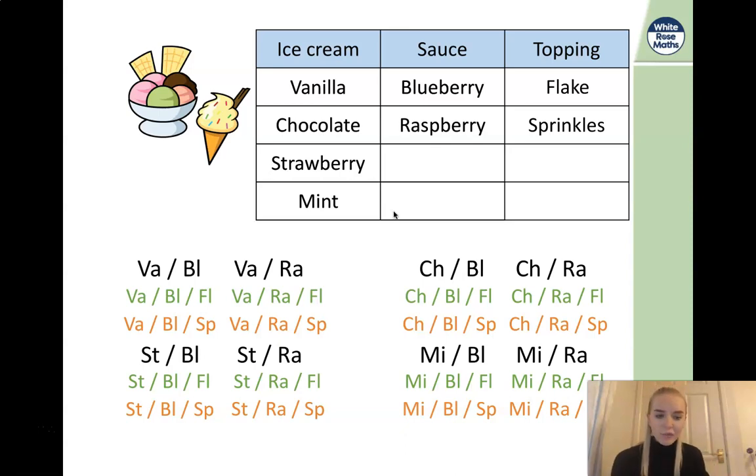How many combinations have we made now, Year 4? Well done. We have made 16 possibilities of combinations of different flavours of ice cream, sauce and toppings. Now, do you notice that we have 4 flavours of ice cream, 2 sauces and 2 toppings? And we know from our previous daily fluency earlier that 4 multiplied by 2 is 8, and 8 multiplied by 2 is 16. So we could work that out a shorter way.